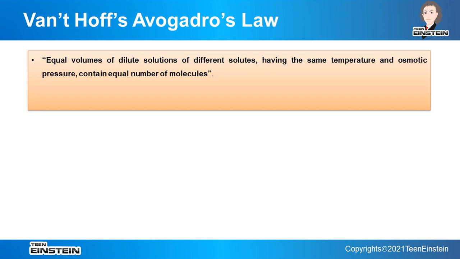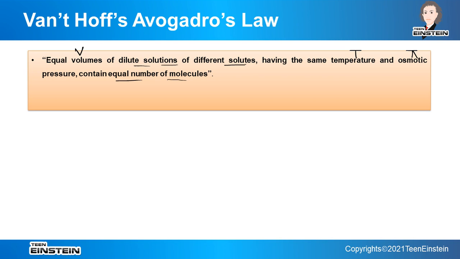So in Avogadro's law, first of all, what is the combined law that we will see here? Equal volume of dilute solutions. Suppose you have two solutions, both having the same volume but different solutes. Temperature same, osmotic pressure same. T, pi, V all are same, only different solute. But what will be the result? They will contain an equal number of molecules. So if V, T, pi, that is volume, temperature, pressure are the same, though they have different solutes, they will contain the same number of molecules. So this is the combined Van't Hoff-Avogadro's law.